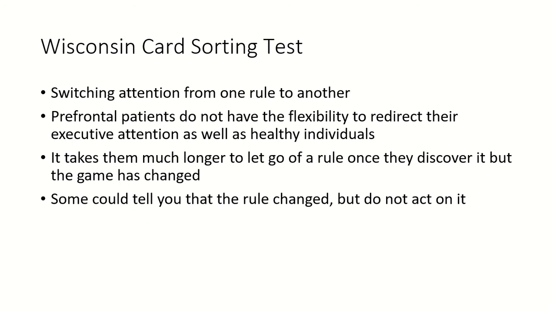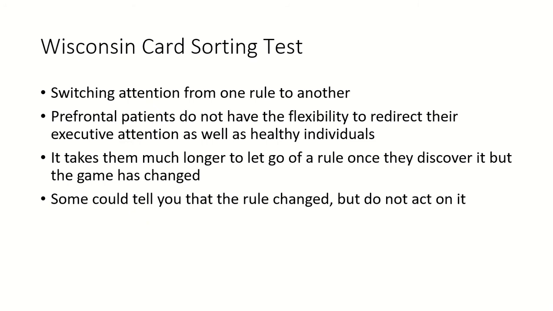Now it turns out that people with damage to the prefrontal cortex have a very hard time doing this. They may actually be able to figure out what the original rule is, but once they're stuck with that rule, they can't really redirect their executive attention in the way that healthy individuals do. Healthy individuals can then let go of that rule and start working on replacing the rule. And what's interesting is that eventually they can do it, but it would take them much, much longer to figure out that the game has changed, that the rule they're operating on is actually incorrect.